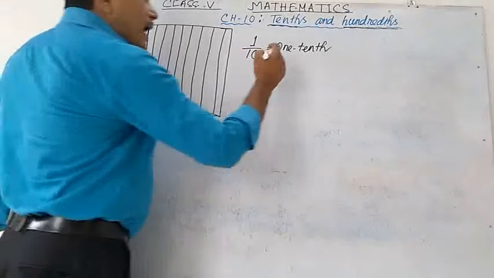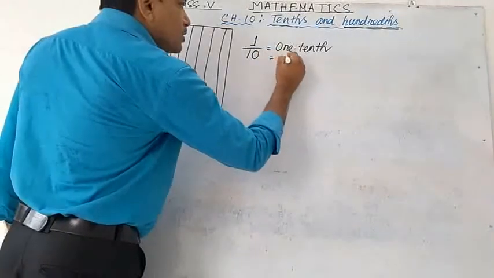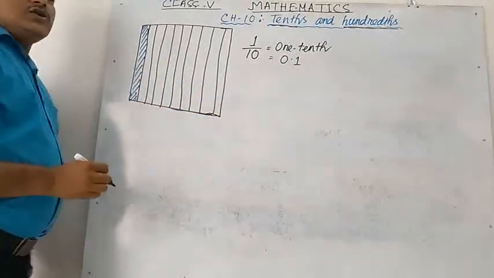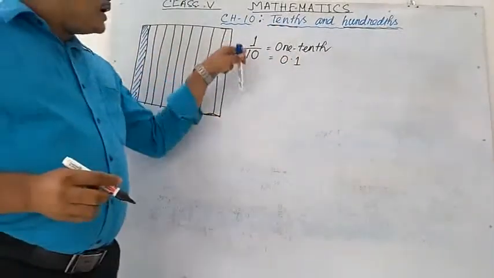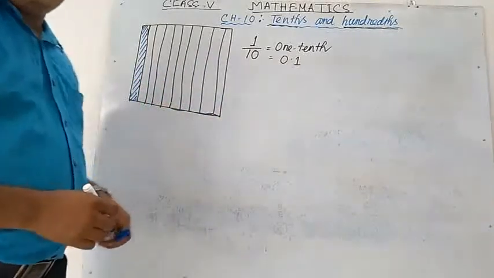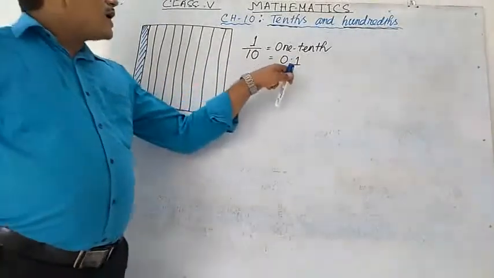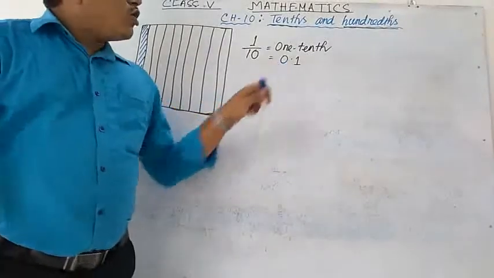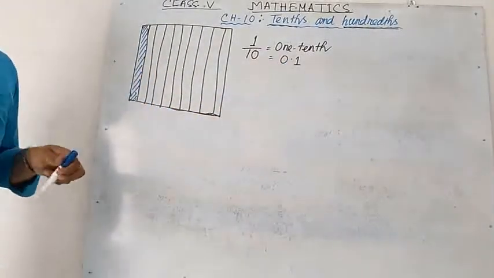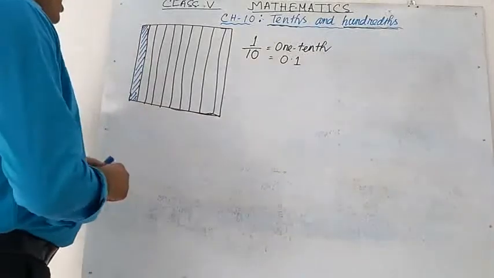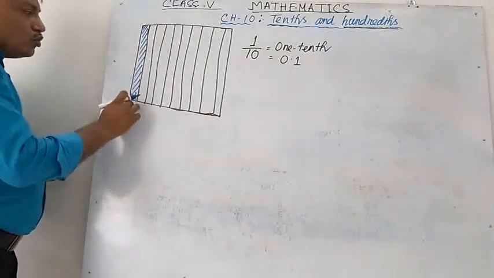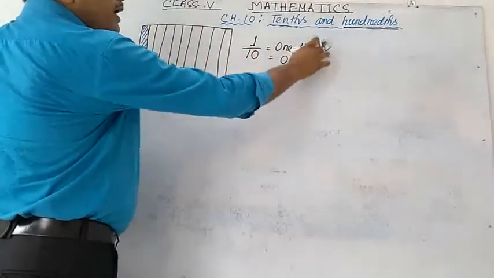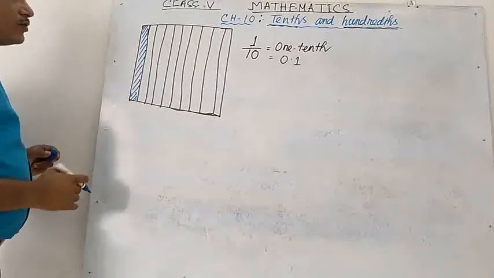1/10th, and this equals 1 by 10, which means 0.1. This type of number is called the decimal number. So, I have shaded one part out of 10 parts, that is 1 by 10, and it is 1/10th.